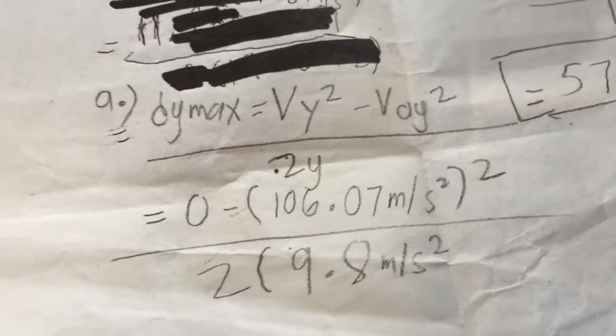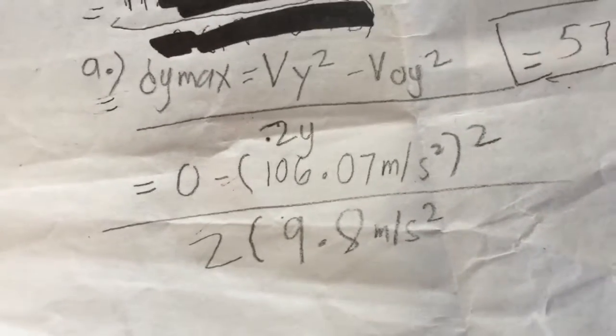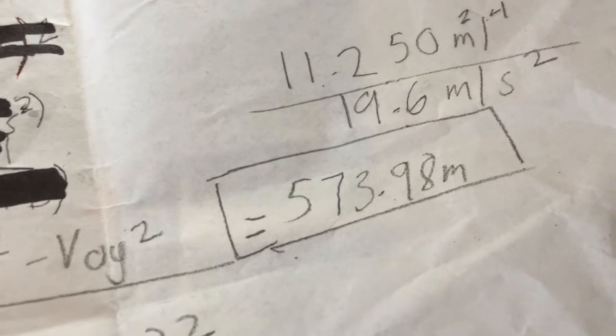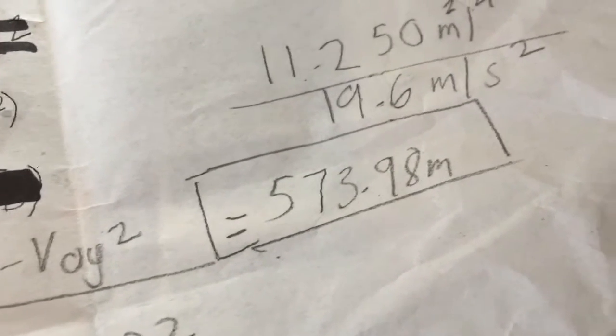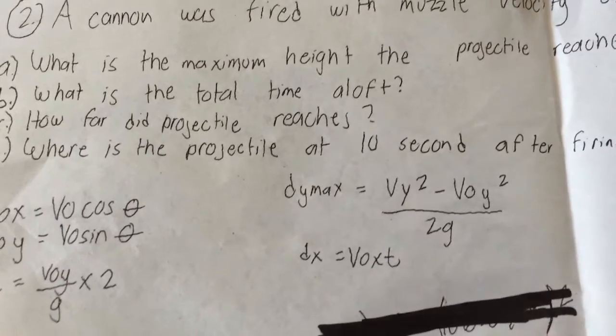The formula for the maximum height is dy max. The next step is to substitute all the variables with the numbers. As you can see, the answer is 573.98 meters. Question number 2. What is the total time allowed? So the missing variable is time.